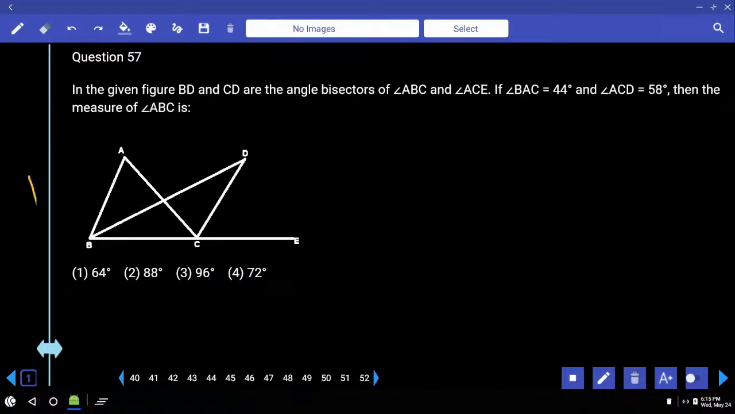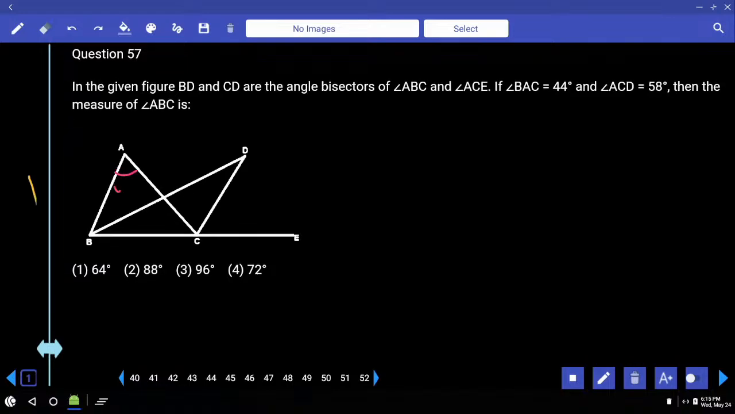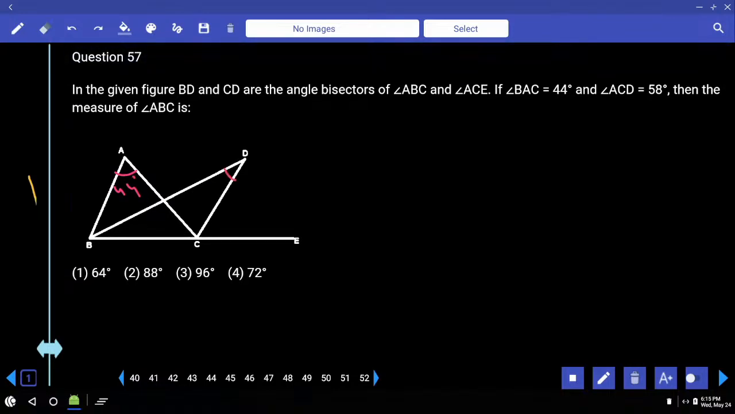So here in the given figure, BD and CD are the angle bisectors of angle ABC and angle ACE. In this case, angle BAC is 44 degrees. What about this angle? 22, half. This should be half, 22.